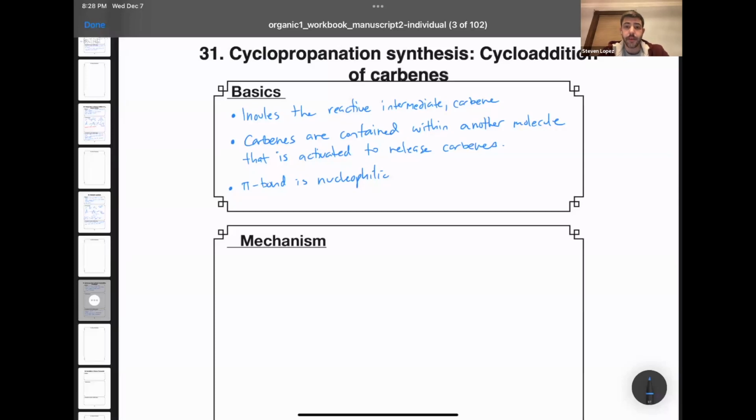Today, we're going to be talking about the cyclopropanation of alkenes through something known as a cycloaddition reaction. This involves the generation of a reactive intermediate known as a carbene. We've covered that in an earlier video. Carbenes are contained within another molecule that is activated to release carbenes. Carbenes by themselves are extremely reactive, and you need to build them into a different molecule and then activate them. Here, the pi bond is nucleophilic and the carbene is the electrophilic component. So let's look at an example.